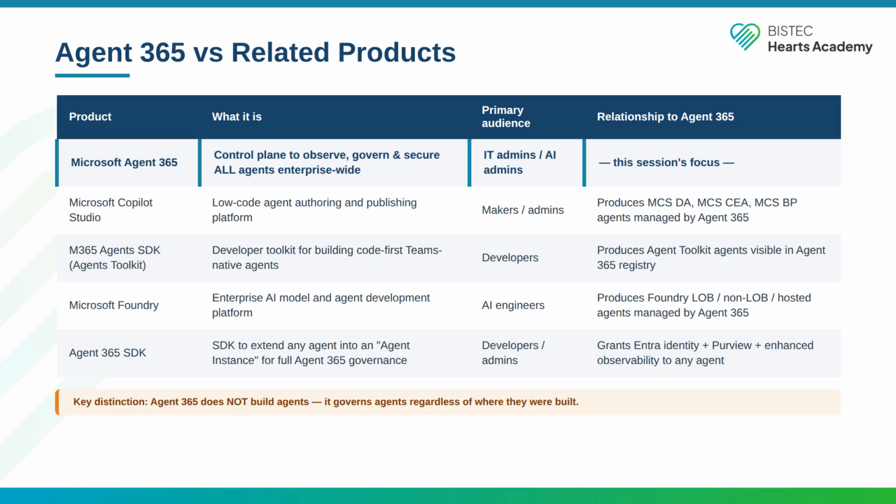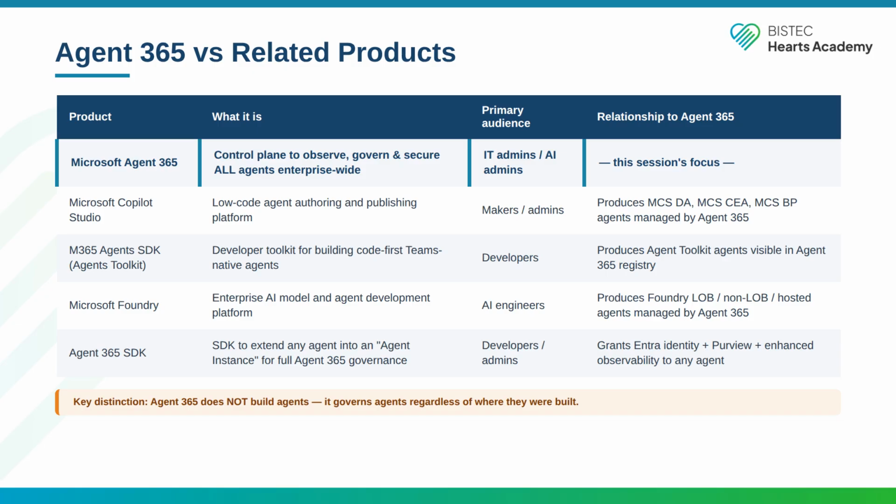Its audience is makers and admins. When a maker publishes a Copilot Studio agent, that agent appears in the Agent 365 registry under one of 3 types: MCS-DA, MCSC, or MCS Business Process.